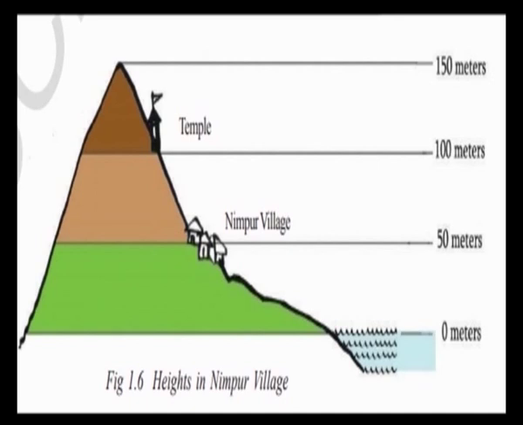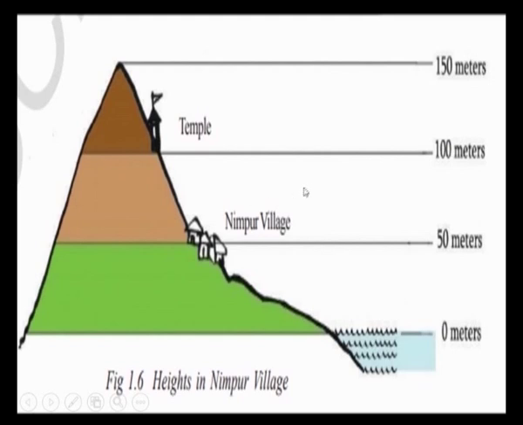Now here I will try to help you find out the height of an imaginary village called Nimpur village. Can you see the Nimpur village here, children? Yes, and here can you see the 0 meters? These 0 meters refer to the surface of the sea level. So can you tell me at how much distance the Nimpur village is located? Yes, it is located at 50 meters.